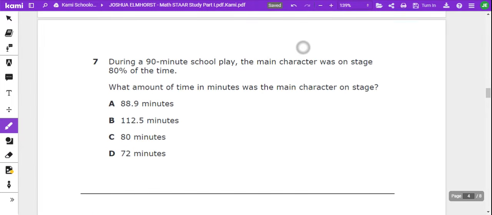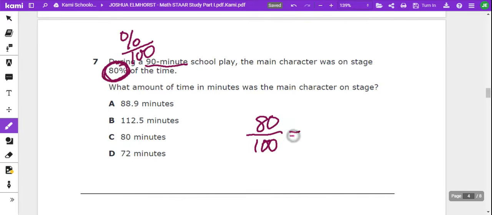During a 90-minute school play, the main character was on stage 80% of the time. What amount of time in minutes was the main character on stage? So as soon as we see this 80%, we need to remember percent goes over 100. So we have 80 over 100, and then we compare that to 90 minutes. It didn't say what the total school play was, but it says 90 minutes. So during a 90-minute school play. All right, so that is the total.